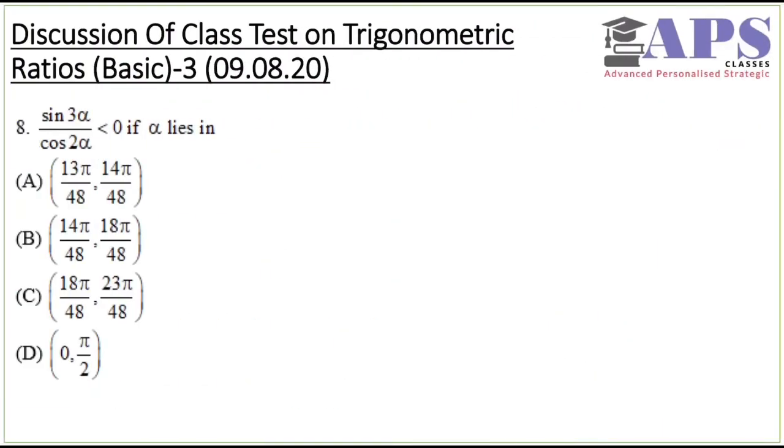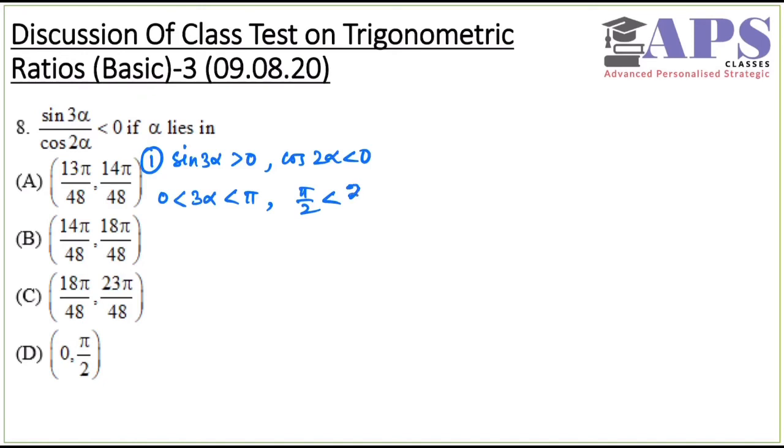In question number 8, sine 3 alpha times this is negative, so one of them should be negative, one of them should be positive. If I take sine 3 alpha as negative and cos 2 alpha as positive, or the other way around, I take this as case 1. If sine 3 alpha is negative, then 3 alpha should lie between 0 to pi, first and second quadrant, and cos 2 alpha negative means it should lie between pi by 2 to 3 pi by 2. That means second and third quadrant. So this implies 0 less than alpha less than pi by 3, and from here I get pi by 4 less than alpha less than 3 pi by 4.